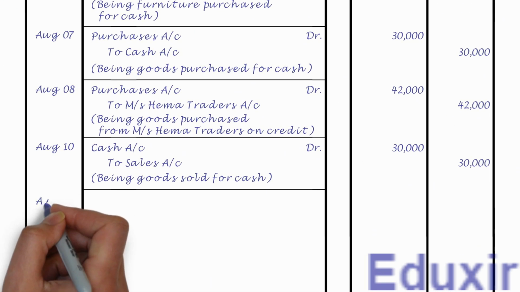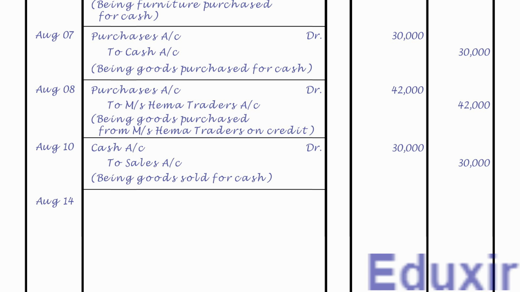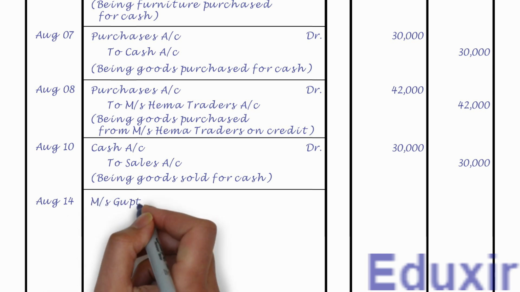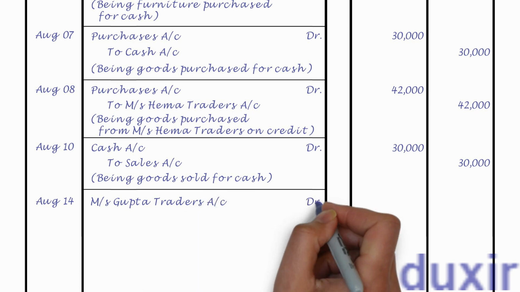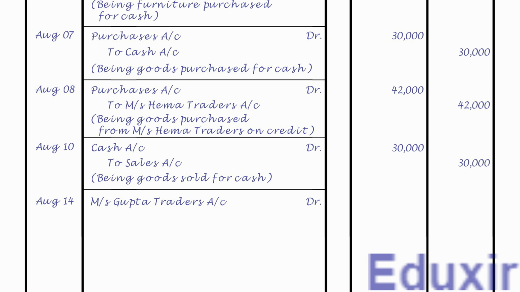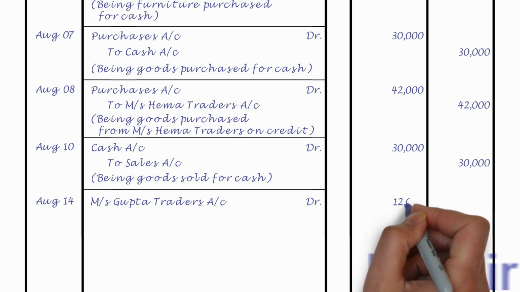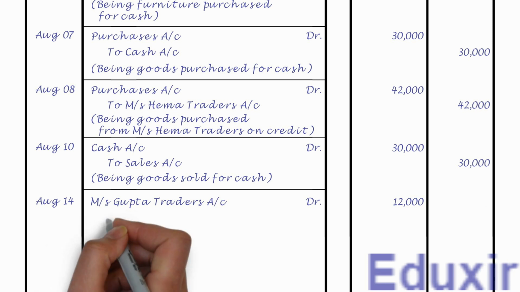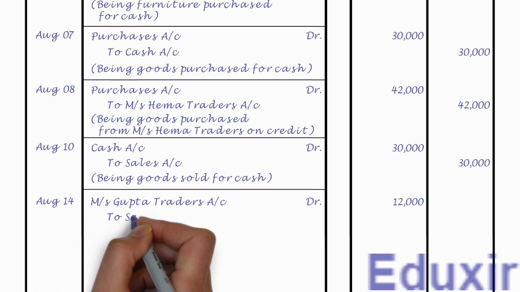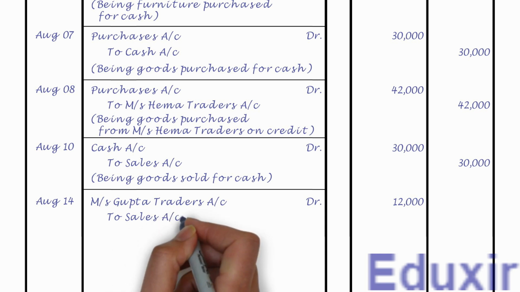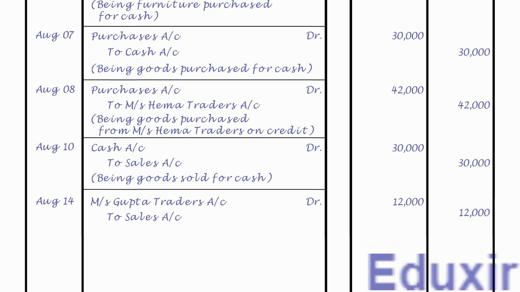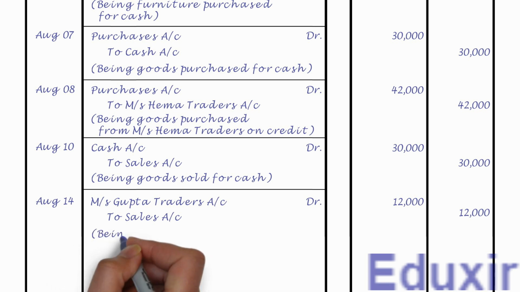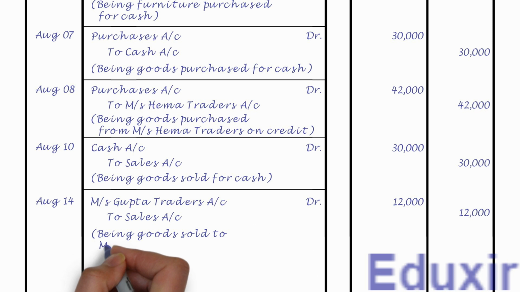Let us first record the date. Let us then record Gupta Traders account as the debit entry. Let us also write the text DR to indicate that this is a debit entry. Let us now record the debit amount of 12,000 rupees into the debit amount column. Leaving a margin, let us record the sales account as the credit entry. Let us also record the credit amount of 12,000 rupees into the credit amount column. Let us now record the narration or description of this transaction, that is, being goods sold to Messrs. Gupta Traders on credit.